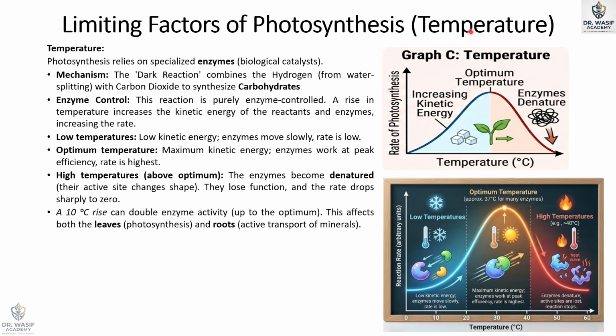But what will happen if we further increase the temperature? This is the danger zone. If the temperature increases further, it will get too hot, usually above 40 degrees Celsius or above 45 degrees Celsius. The enzymes become denatured. Their active site changes shape, they lose their function, and the rate of photosynthesis drops sharply to zero.